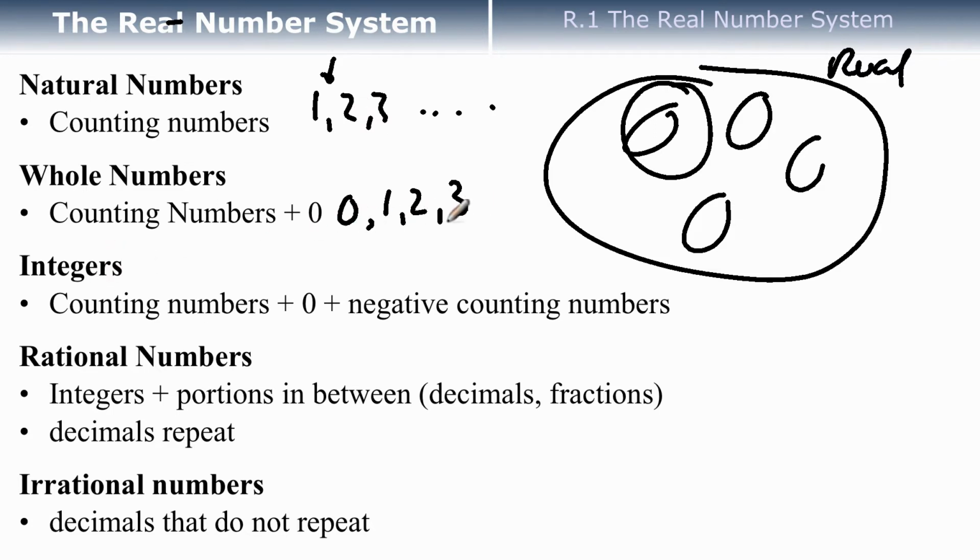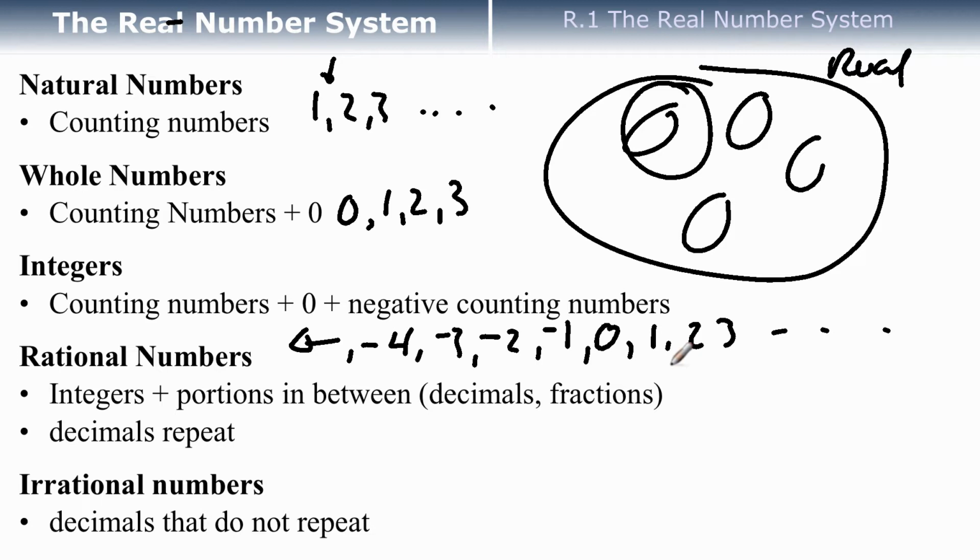Integers are the same thing, so the counting numbers plus 0, but also the negative counting numbers. So you could have -4, -3, -2, -1. Those are the negative counting numbers, and they keep going, of course. And then they also include 0, 1, 2, 3, and all the positive counting numbers. So all of those would be integers.